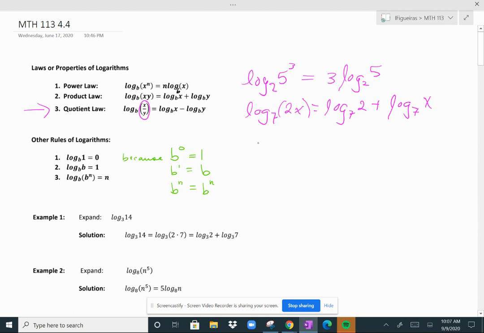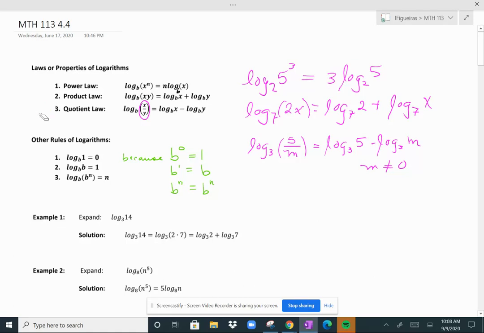And again, that could be a combination of numbers and/or variables. So if I had, let's say, 5 over, let's say the variable m, that would be the log base 3 of 5 minus the log base 3 of m. And again, that's as long as m is not equal to 0.